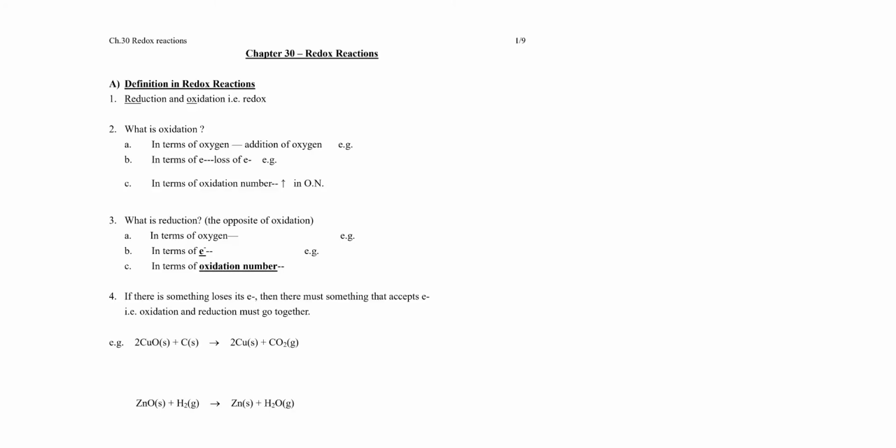The third definition to define oxidation is in terms of oxidation number. Because some reactions may not have obvious observation for the oxygen transfer and electron transfer, we may need to use oxidation number to help us more easily observe whether a reaction is redox or not. We will discuss it later in page 2. So let's look at reduction as well.